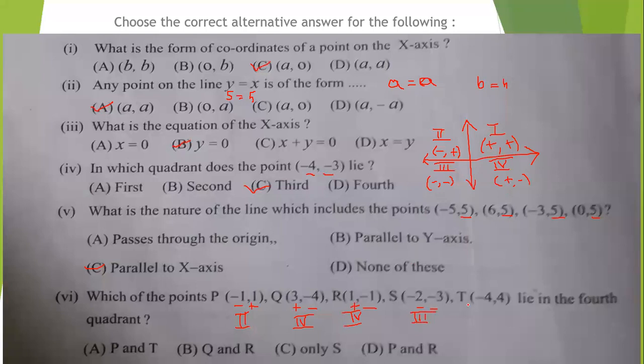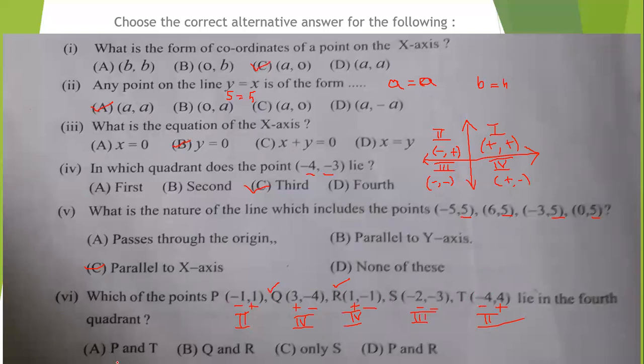Last point is point T, minus 4 and 4. So the first coordinate is minus and the second coordinate is plus. So it will be in which quadrant? It will be in second quadrant, right? So after writing this, let us check which point lies in the fourth quadrant. So point P in second quadrant, point Q is in fourth quadrant. So I am putting a right mark over here. Then we have R also in fourth quadrant. So for this also write S is in third quadrant, T is in second quadrant.